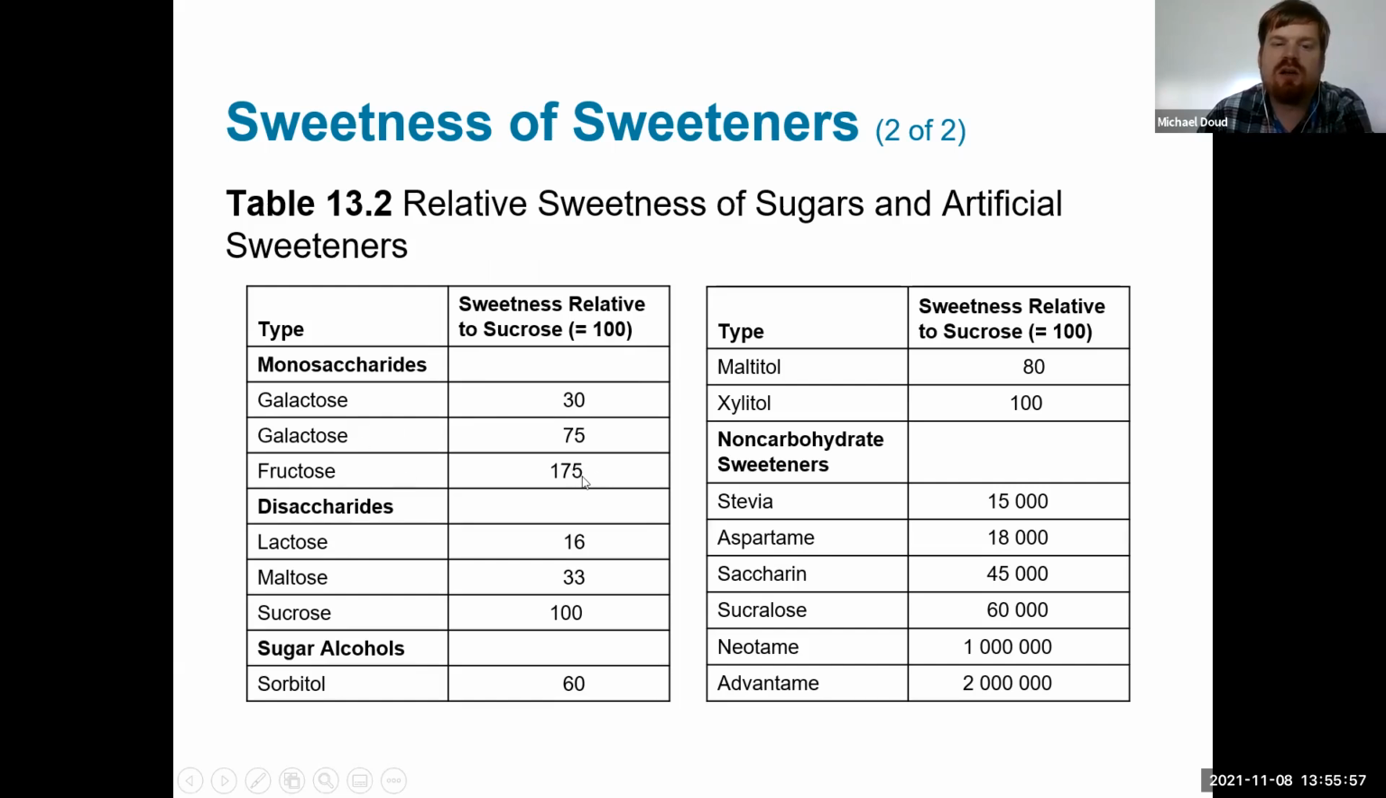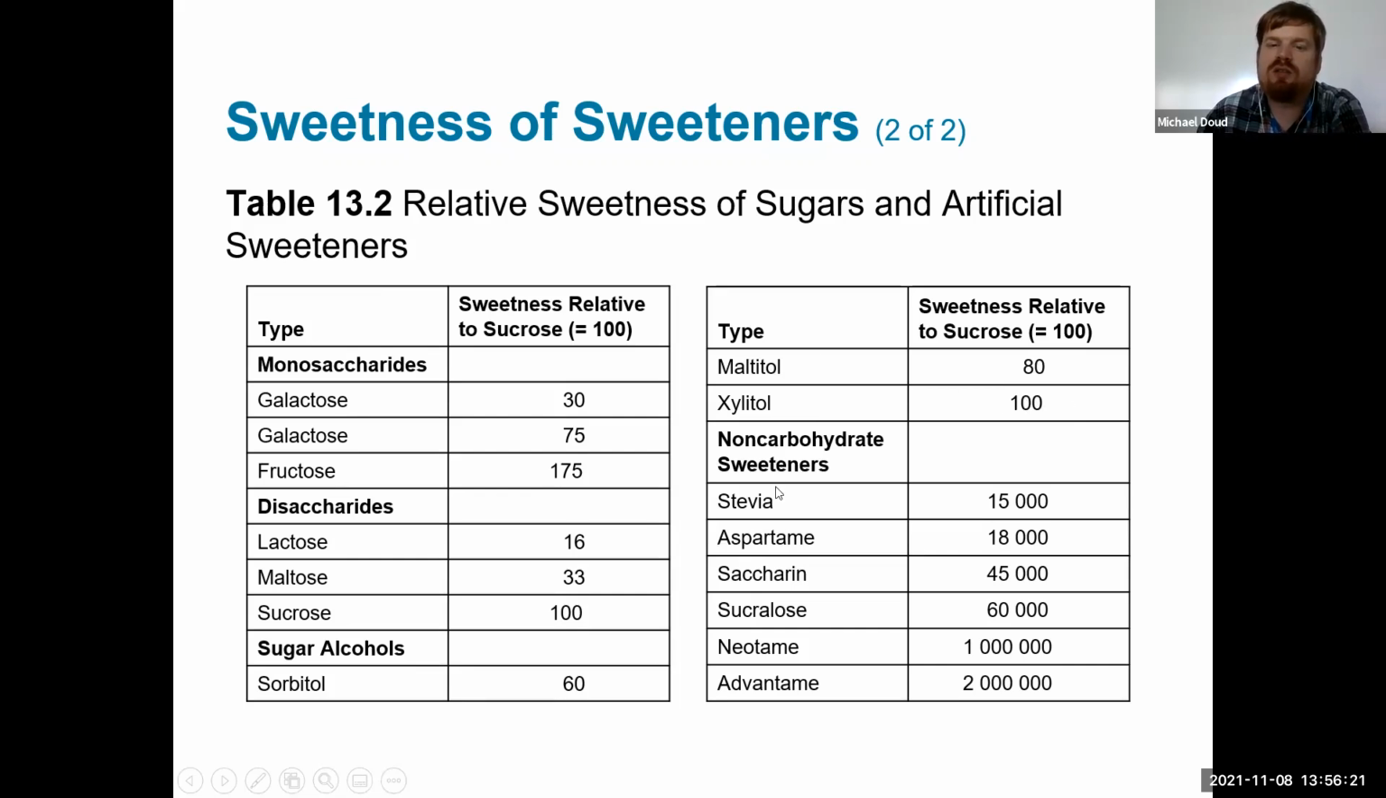Fructose, on the other hand, is 75% more sweet. Now, disaccharides, lactose and maltose, are less sweet than sucrose. And then when we get to sugar alcohols, they're 60%, 80%, and then about 100% as sweet. So xylitol is right at about the same sweetness level as sucrose, even if it tastes a little different.